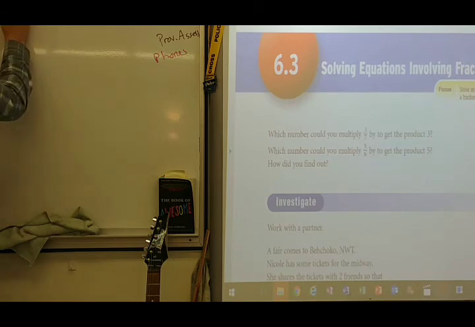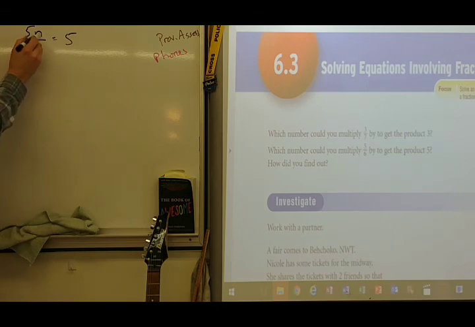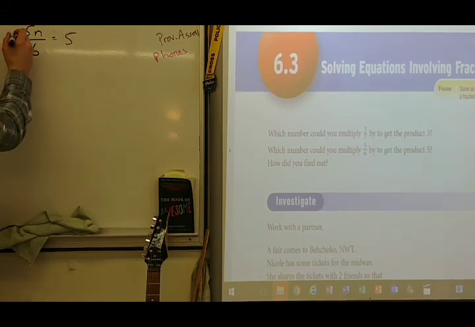Well, first, this is like n over 1. So that's like 5n over 6. n times 5, 1 times 6. So I have a number multiplied by 5 over 6 equals 5. That's where we are. So I'm going to multiply this first.